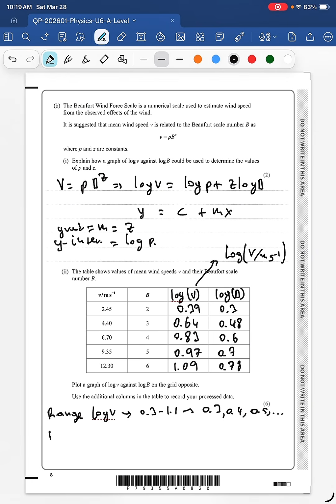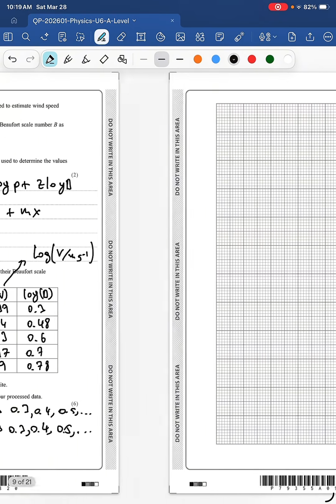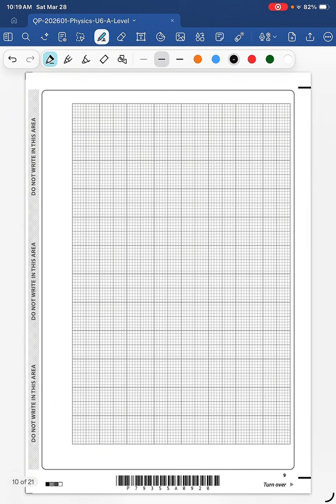And then the range of log of B is from 0.3 to 0.8. So you can use increments of 0.1 as well. So 0.3, 0.4, 0.5, etc. All right. So let's start constructing this graph. Let me use green so it's visible.